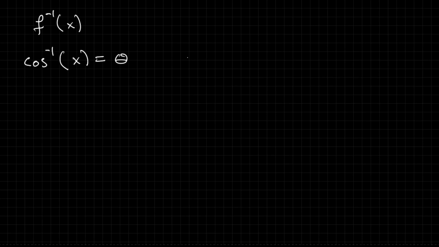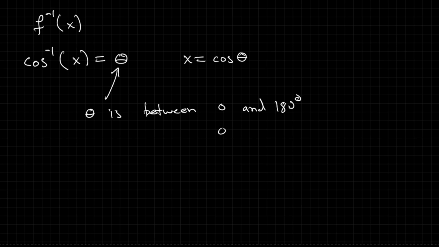So this would mean that x equals cosine theta, and we do need to be a bit specific here that theta is between 0 and 180 degrees or 0 and pi radians. We'll see later that this is due to making a domain restriction on the cosine function, but don't worry about the details on that for now.